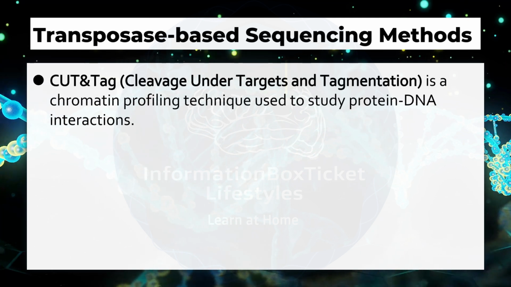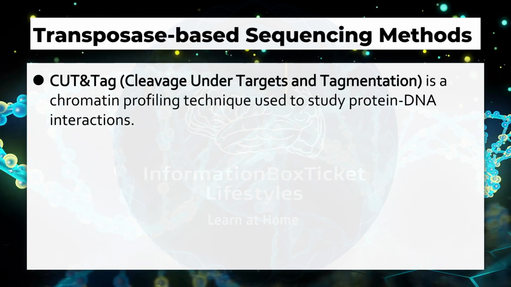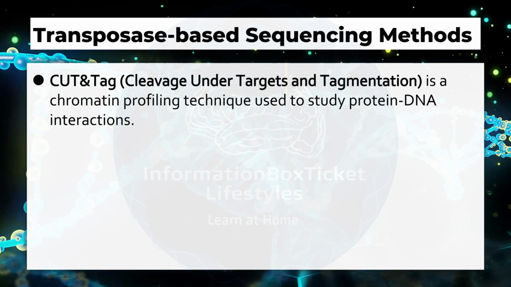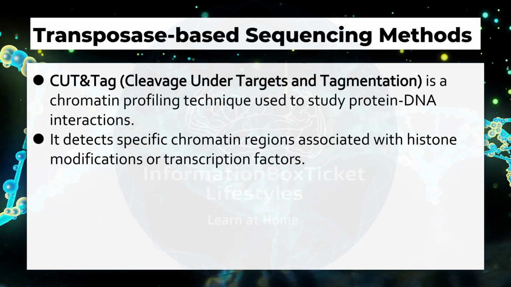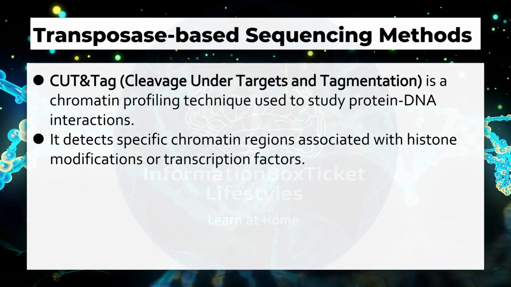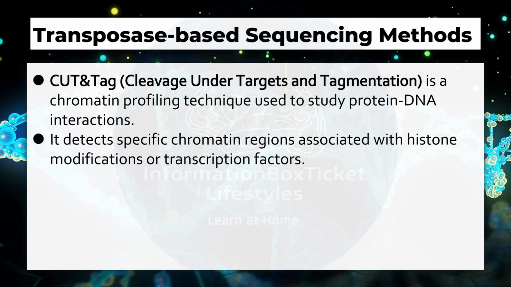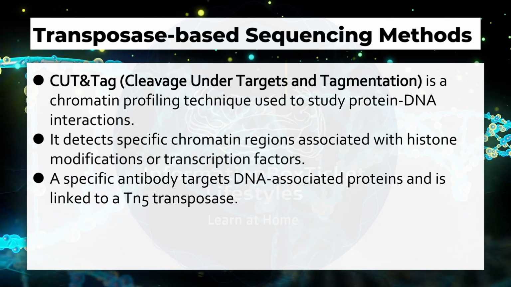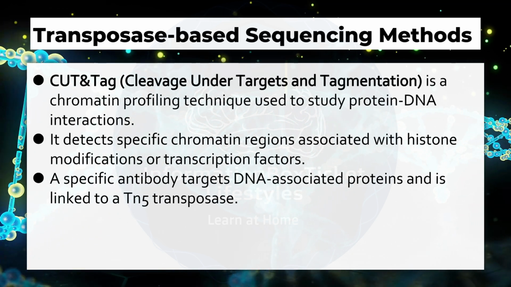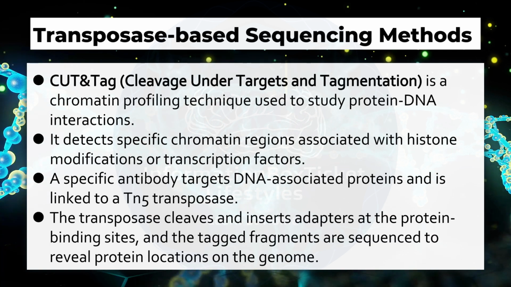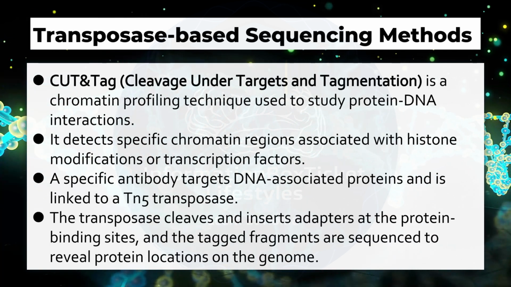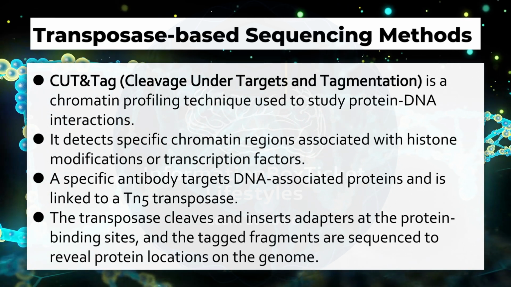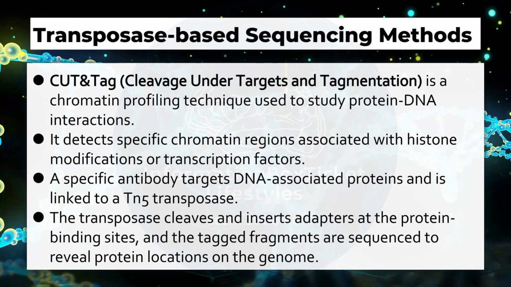Cleavage under targets and tagmentation is a chromatin profiling technique used to study protein-DNA interactions. It detects specific chromatin regions associated with histone modifications or transcription factors. A specific antibody targets DNA-associated proteins and is linked to a Tn5 transposase. The transposase cleaves and inserts adapters at the protein binding sites, and the tagged fragments are sequenced to reveal protein locations on the genome.